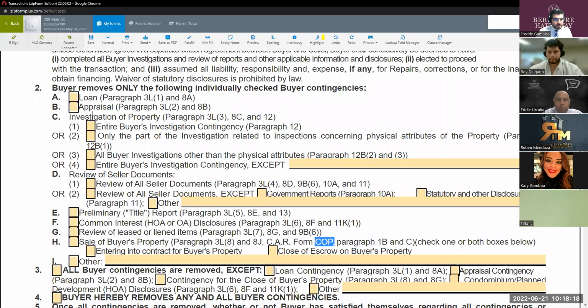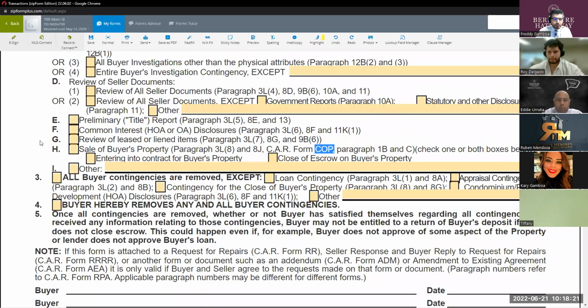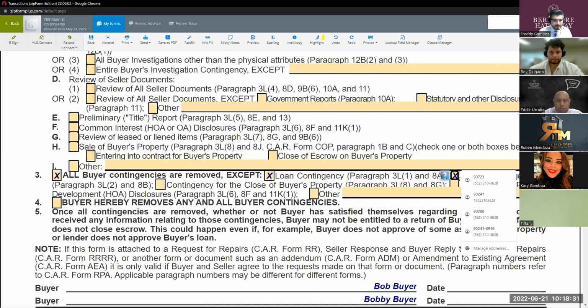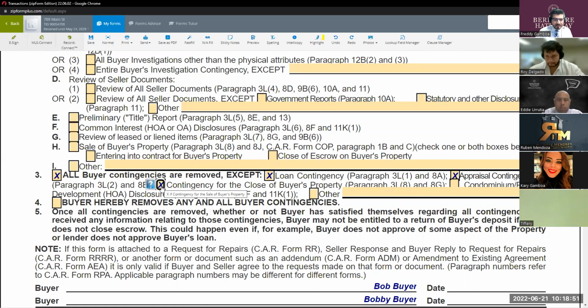Or you skip 2, go to 3, and select here, and it says all except loan, appraisal, and maybe the close of buyer's property. So right here you're saying I'm going to remove my inspections, my investigations, the reports, but I'm going to leave intact my loan, my appraisal, and maybe also the selling of my home. Or you could forget about 3 and go all the way to number 4.